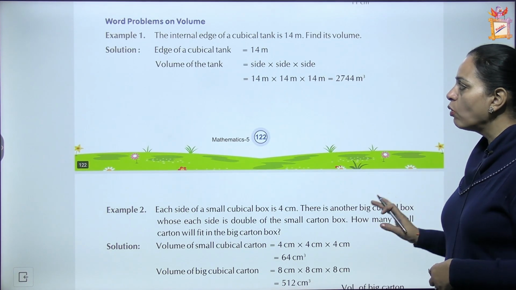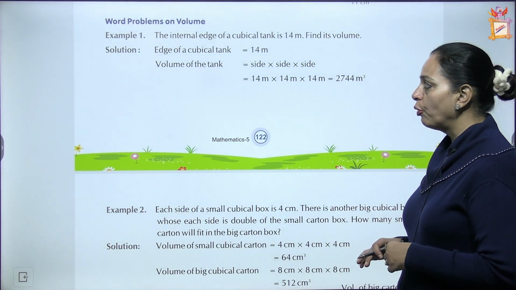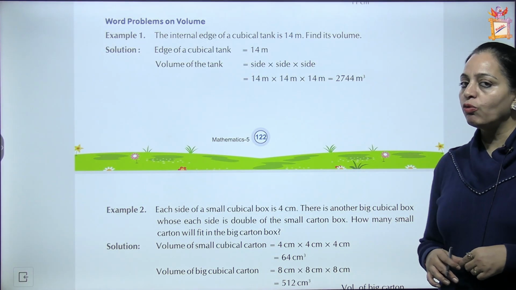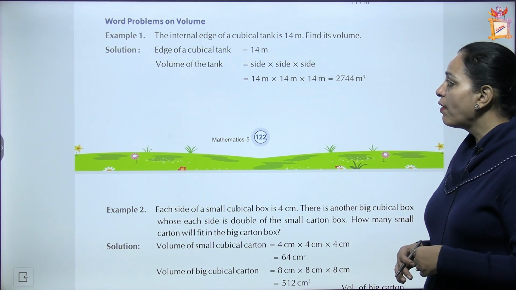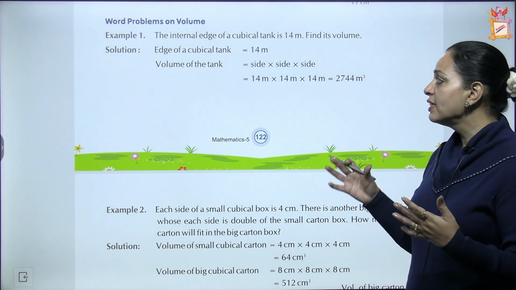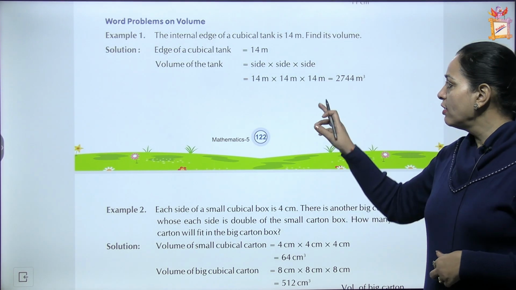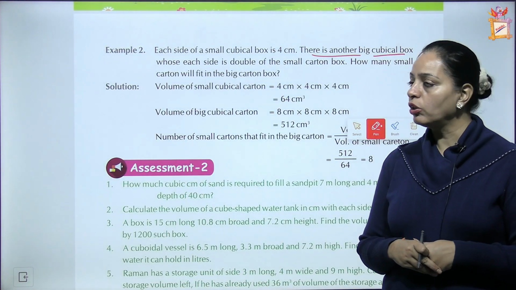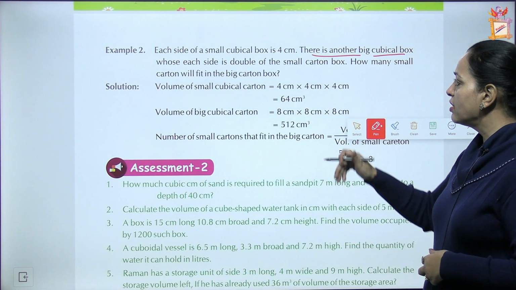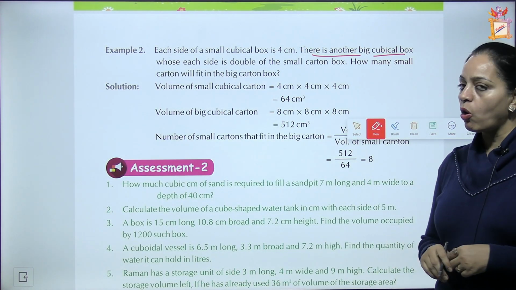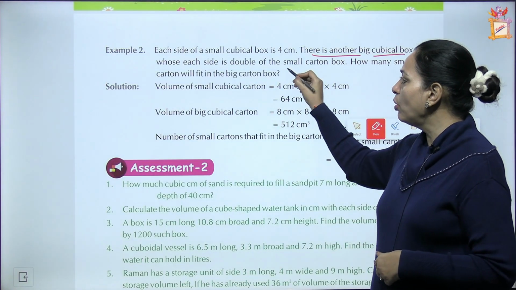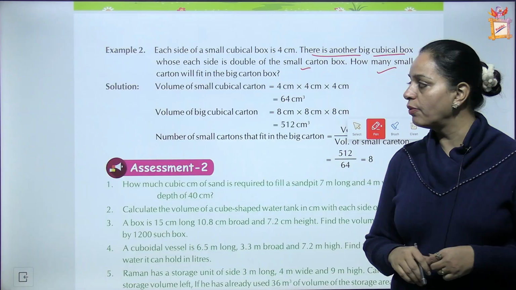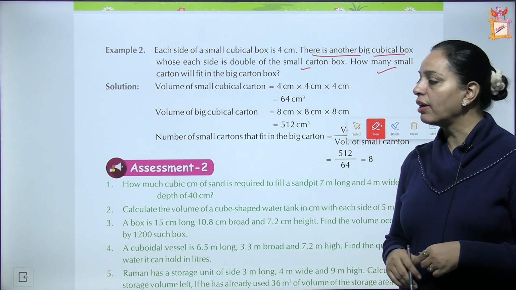Now we are talking about word problems on volume. Example 1. The internal edge of a cubical tank is 14 meter. Find the volume. So that is side into side into side. So you can calculate it. Example 2. Each side of a small cubical box is 4 centimeter. There is another big cubical box whose each side is double of the small carton box. How many small cartons will fit in the big carton box?